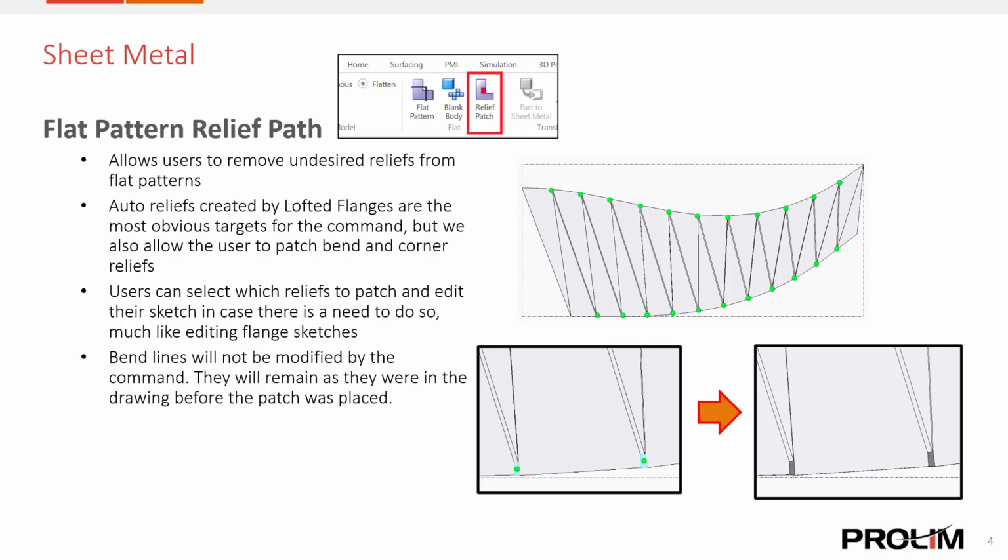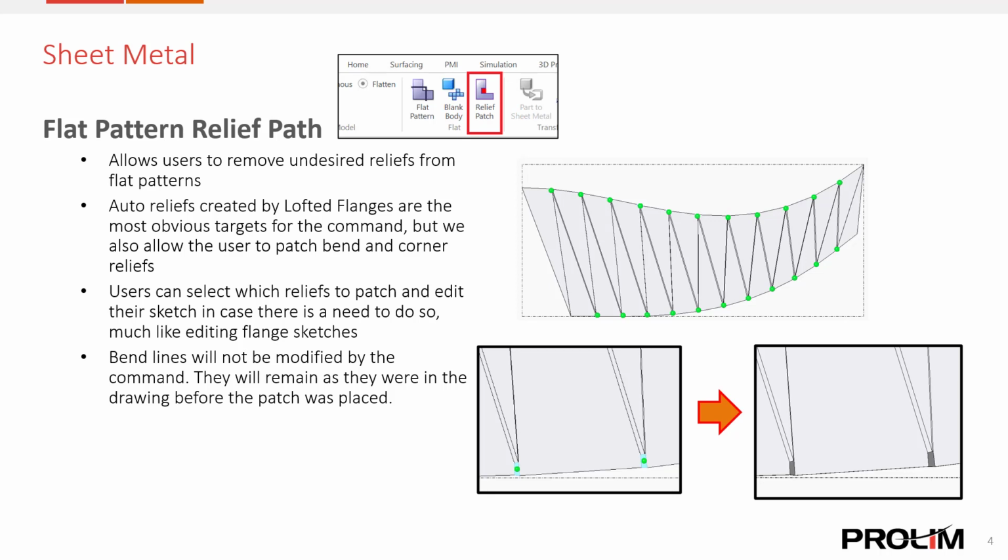So the next sheet metal enhancement we're going to look at is the flat pattern relief path. The relief path allows users to remove undesired reliefs from flat patterns. The auto reliefs created by lofted flange are the most obvious targets for this command, but we also allow the user to patch bend and corner reliefs.